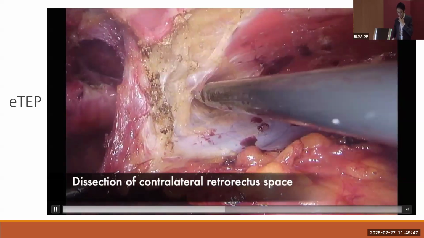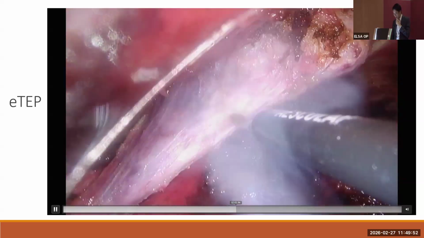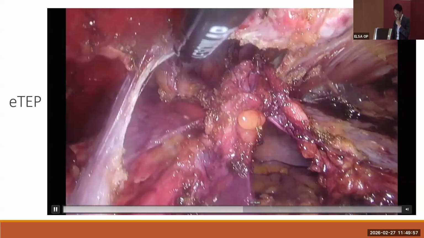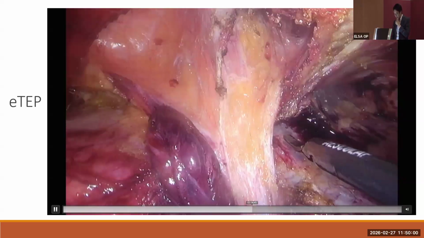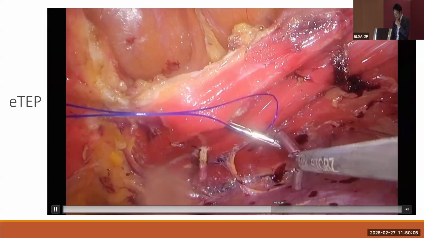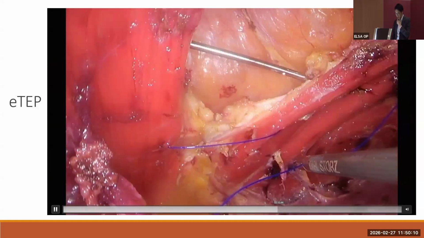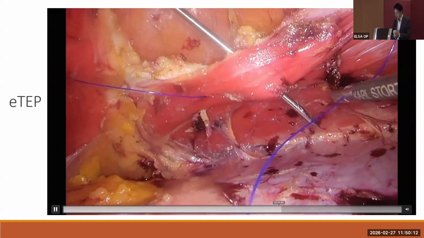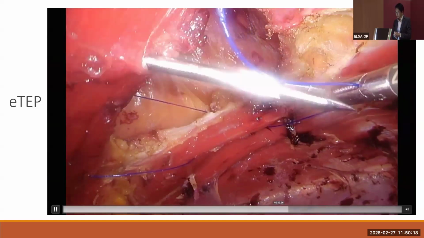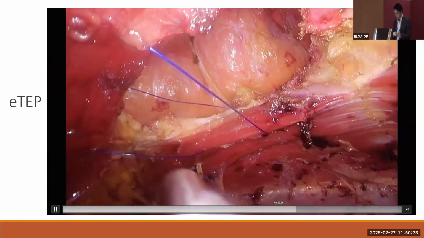So subsequently we dissected into the contralateral retrorectus plane, okay, get a nice and broad dissection on both sides. Ensure all these attachments are dissected down. Okay, get a nice space. In this case, we actually employed a transfascial suture closure of the anterior rectus sheath. You can see this instrument that we are using is a suture passer, and we are using Prolene 1 sutures to put them in an interrupted fashion to close the fascia.